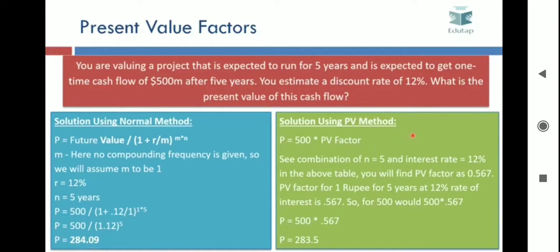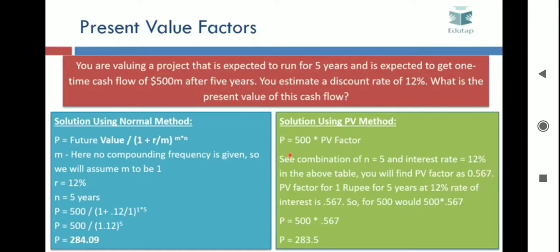Now we can also solve it using the present value factor method rather. We just discussed in the previous slide that the present value of rupee 1 that you will get after 5 years at a discount rate of 12% is 0.567. So the present value of rupee 1 is 0.567 when n equal to 5 and interest rate equal to 12%.